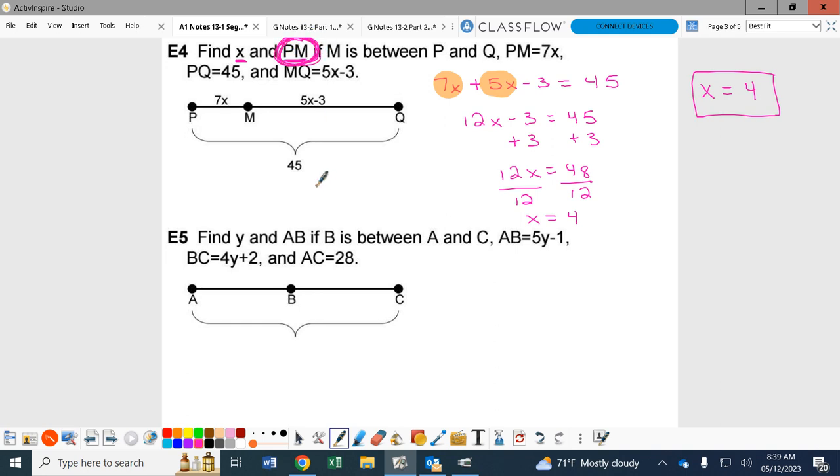To find PM, we would have to plug it back into this one. So we would need to do 7 times whatever x is. In this case, x is 4. That would mean PM would be equal to, there you go. And we would need to put that over here. PM equals 28.